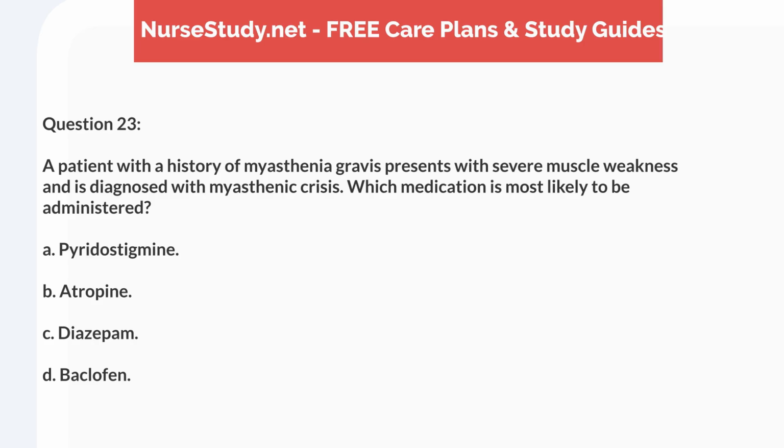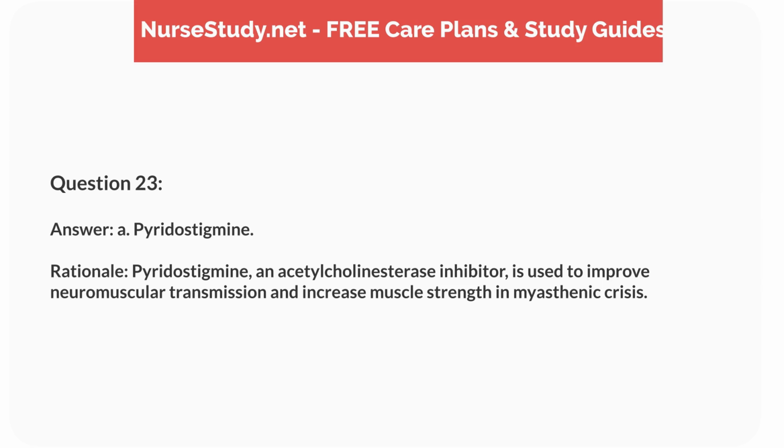Question 23. A patient with a history of myasthenia gravis presents with severe muscle weakness and is diagnosed with myasthenic crisis. Which medication is most likely to be administered? A. Pyridostigmine. B. Atropine. C. Diazepam. D. Baclofen. Answer: A. Pyridostigmine. Rationale: pyridostigmine, an acetylcholinesterase inhibitor, is used to improve neuromuscular transmission and increase muscle strength in myasthenic crisis.